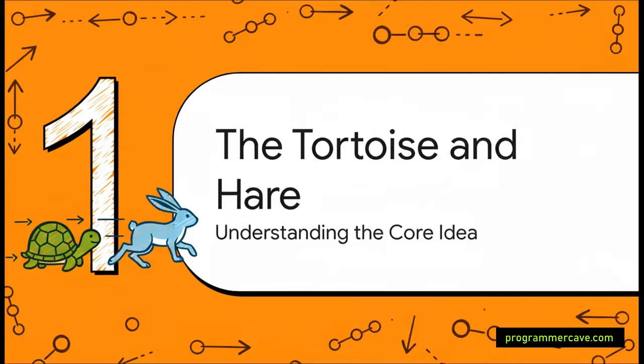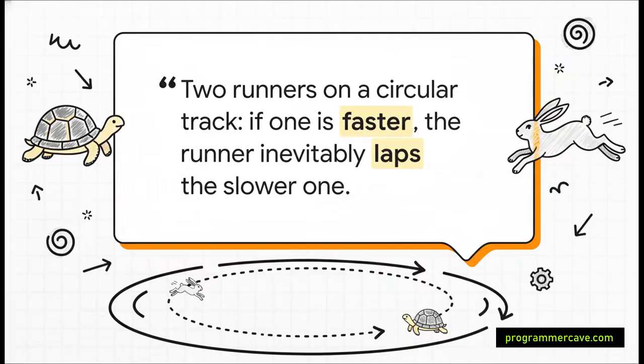All right, section 1, the tortoise and the hare. Let's really get the core idea down with a super simple story. This right here, this is the whole magic behind the pattern. I mean, think about it. If you have two people running on a track and one is just way faster, they're definitely going to lap the slower person, right? It's not a matter of if, it's a matter of when. A meeting is guaranteed. And that simple fact is what we're going to build everything on.